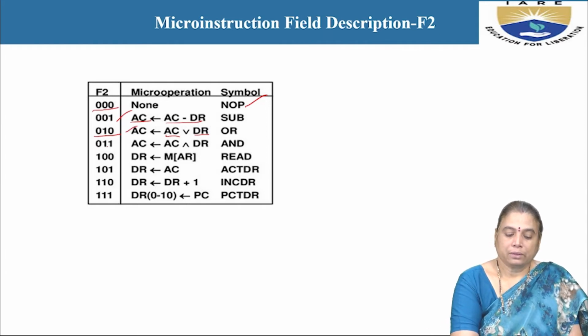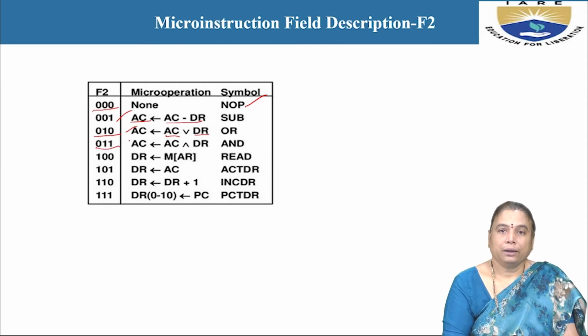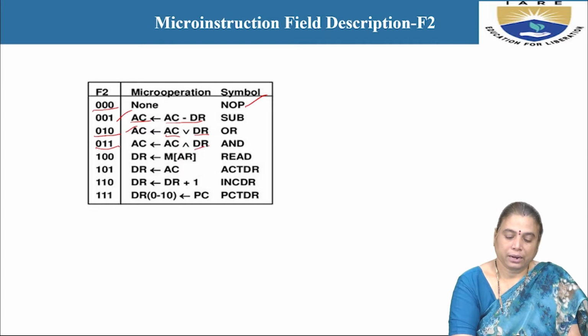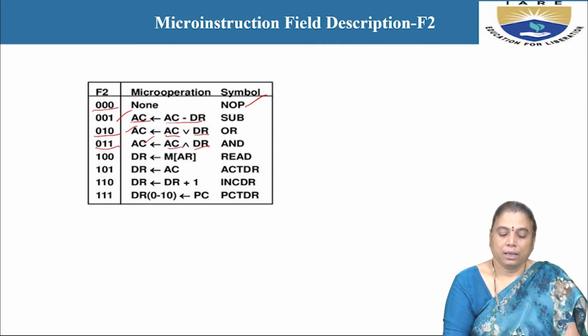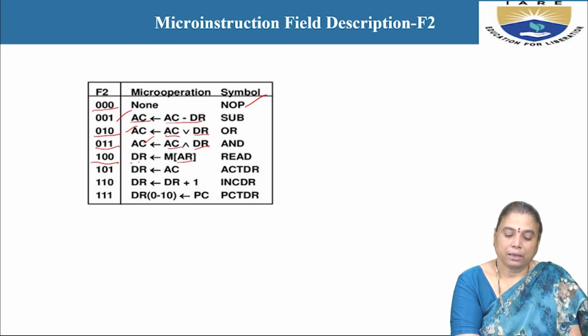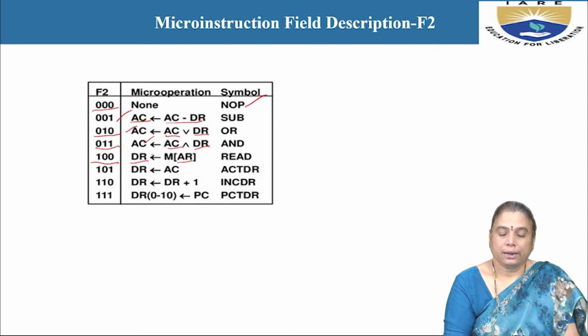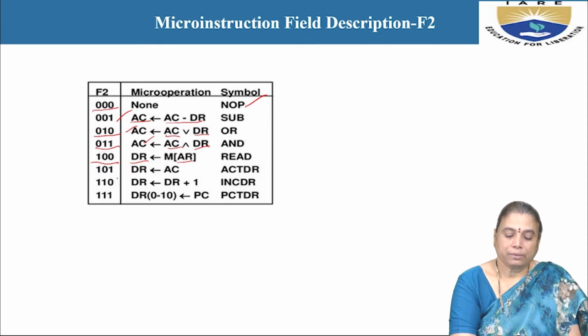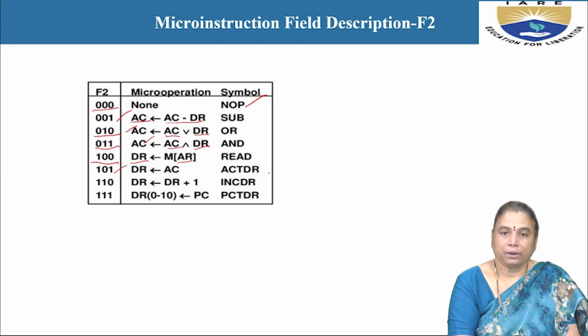If the F2 consists of 011, then an AND logical operation can be performed between the data register and the accumulator, and the resultant value can be stored in the accumulator. If F2 consists of 100, then a memory read operation is performed. The address is pointed to by the address register, the content from the memory is fetched, and this is transferred to the data register.